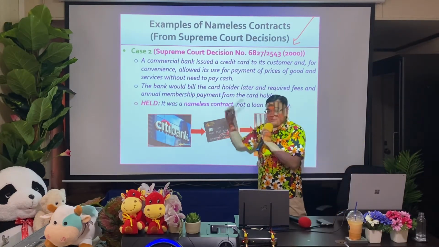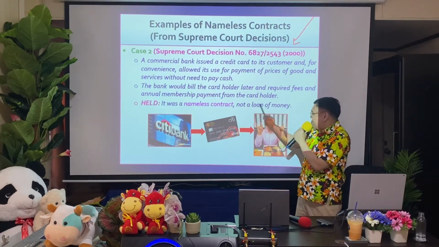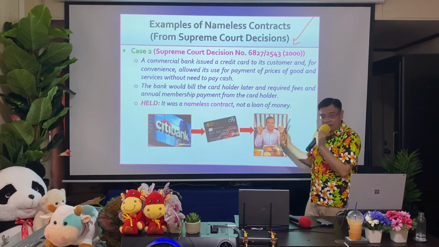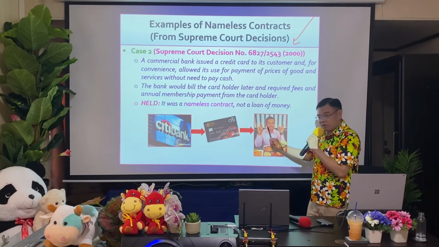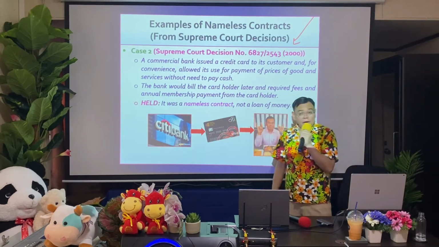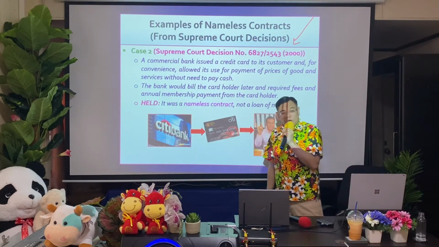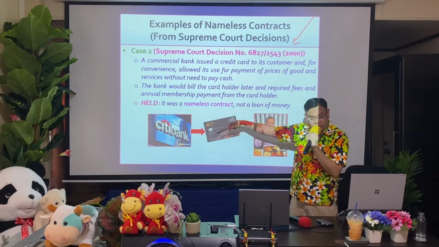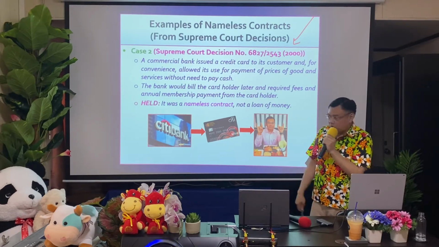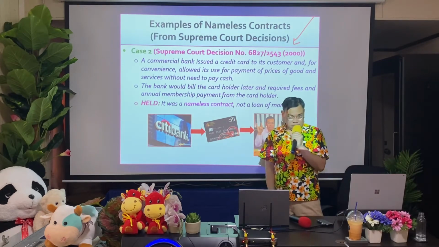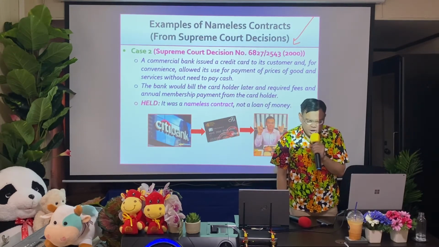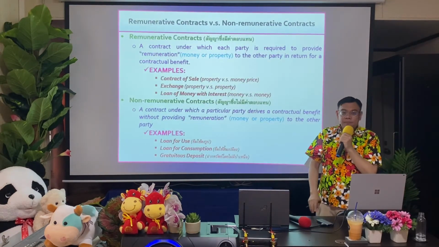According to the Supreme Court, this is a nameless contract. It is not a loan of money. When the bank agrees to advance money for the credit card user and will bill the credit card user later, that is not the extension of any loan of money. It is just a nameless contract whereby the credit card issuer agrees to advance money for the credit card user first, and then will bill the user later. The credit card issuer will charge an annual fee on the credit card user. So the Supreme Court held that this kind of contract is a nameless contract which is binding between the parties as well. This has been a very good example of nameless contracts.